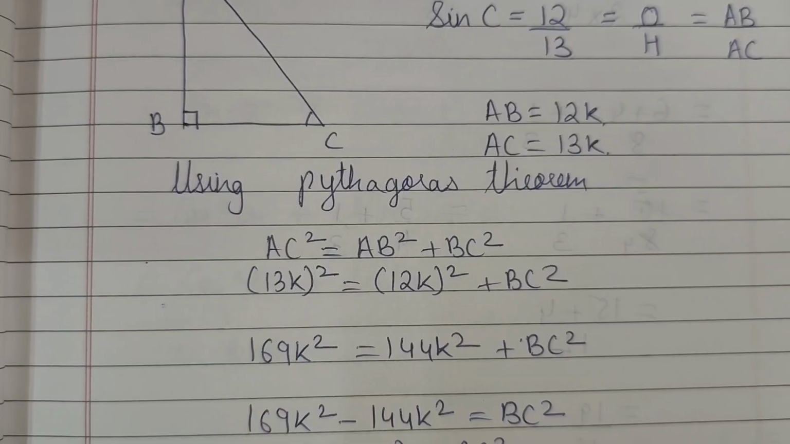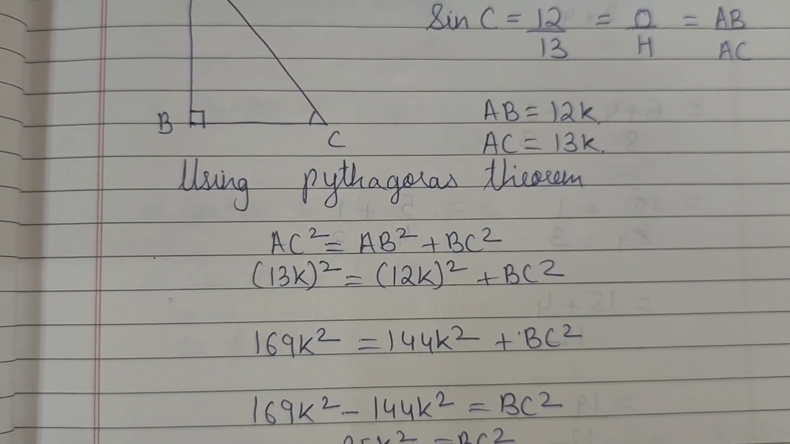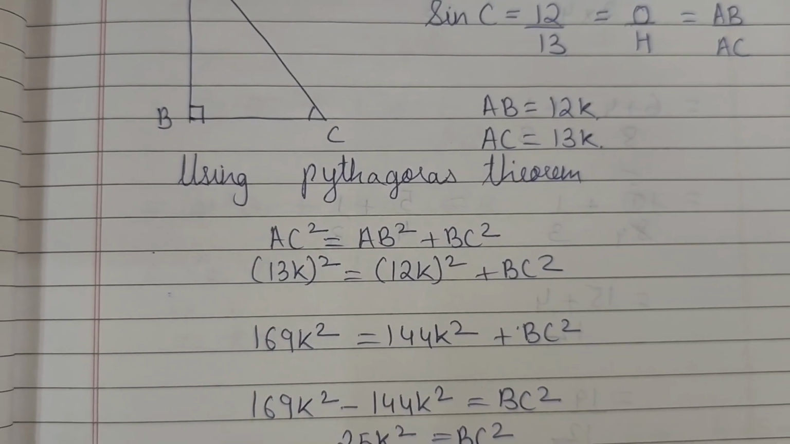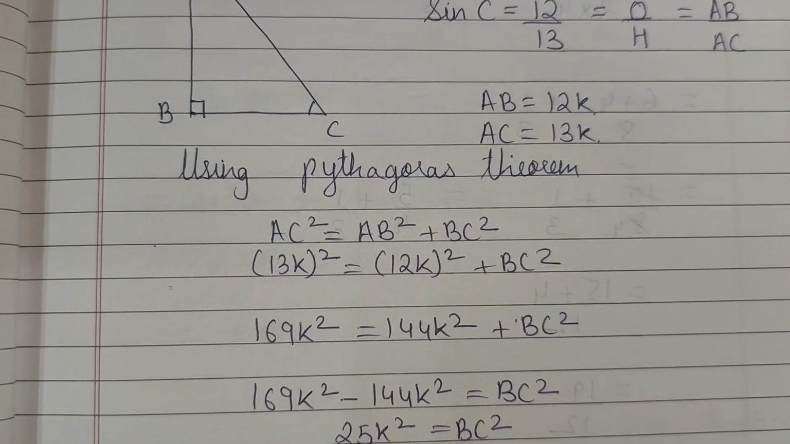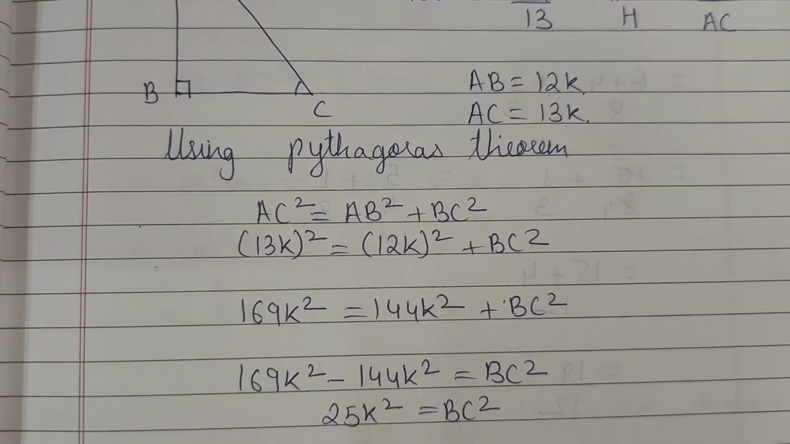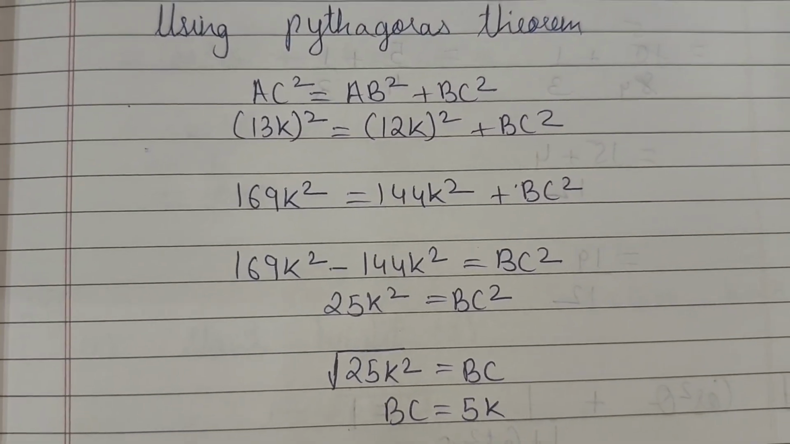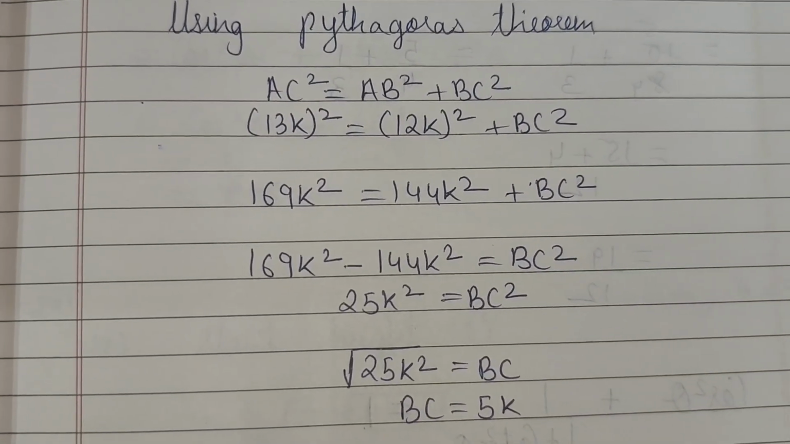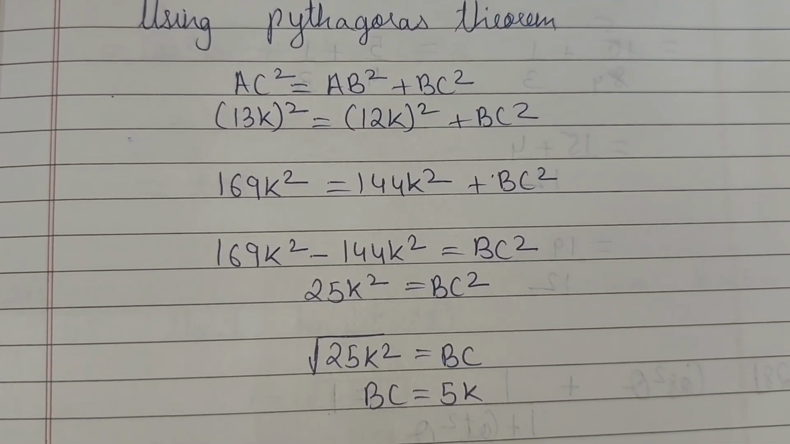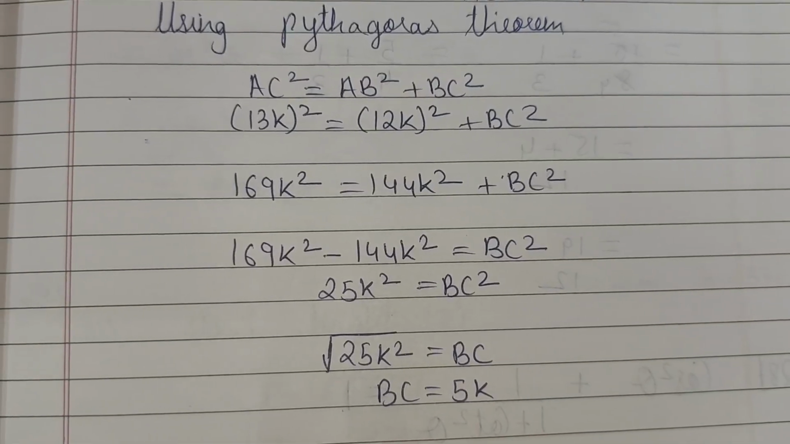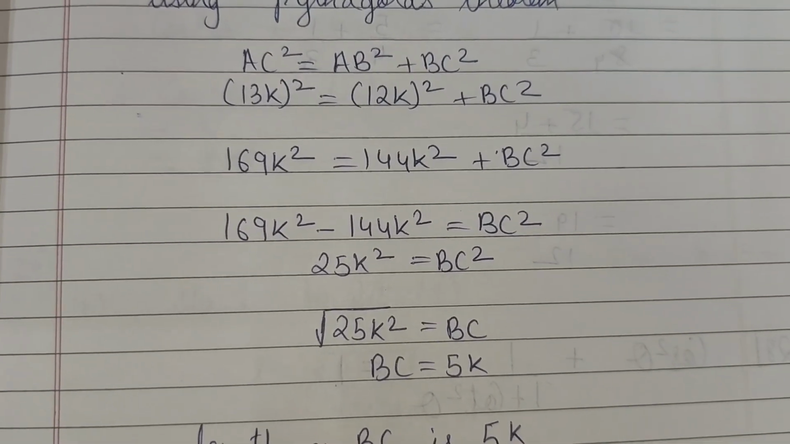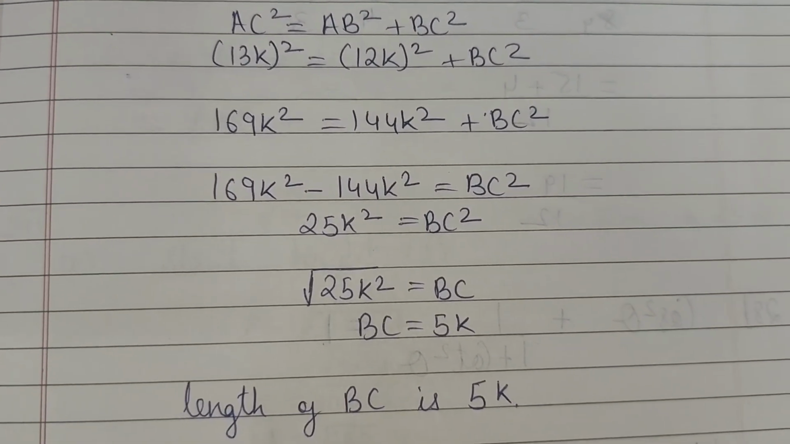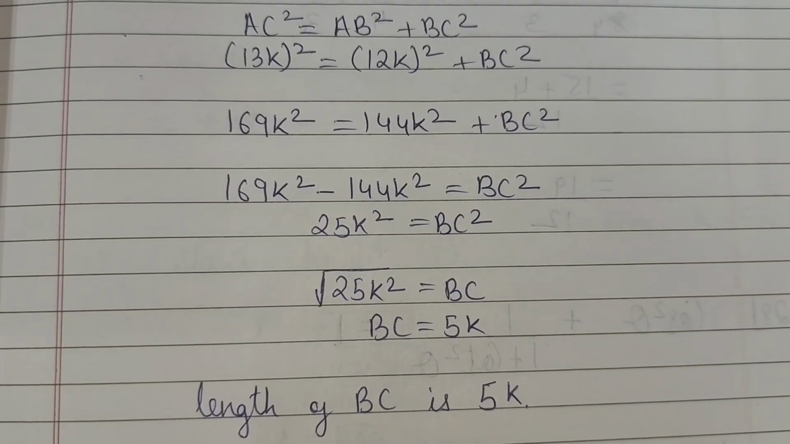So after substituting the value of AC, (13k)² is equal to (12k)² plus BC². So the value of 13² will be 169k², and for 12² it will be 144k². If I take it on the other side, it will be subtraction. So after subtracting, I will get 25k² is equal to BC².